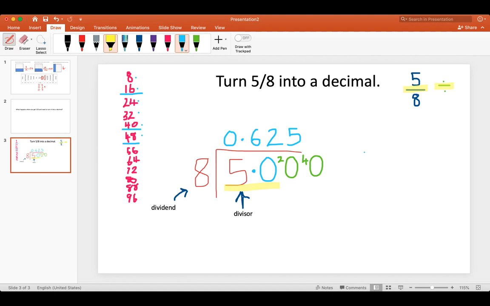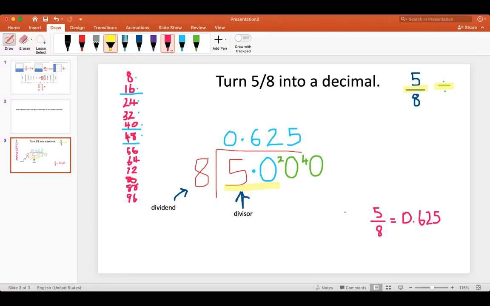So 5/8 into a decimal is 0.625. So let's write that out. So 5/8 as a decimal is 0.625. And that is your answer.